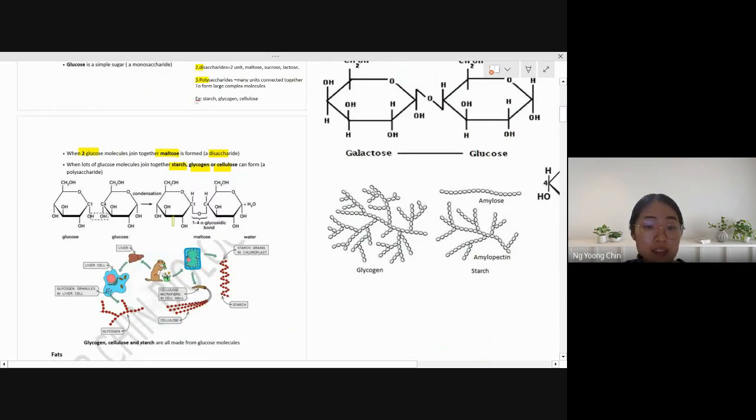When the disaccharide appears, it looks this way. You can see that this is the maltose. Maltose is formed due to a glucose joined to another glucose by condensation. Condensation is the process which joins two different units of monosaccharide together to form one disaccharide unit. Condensation means combine.